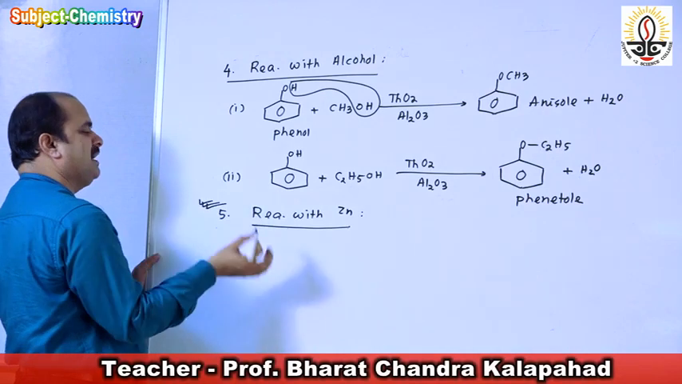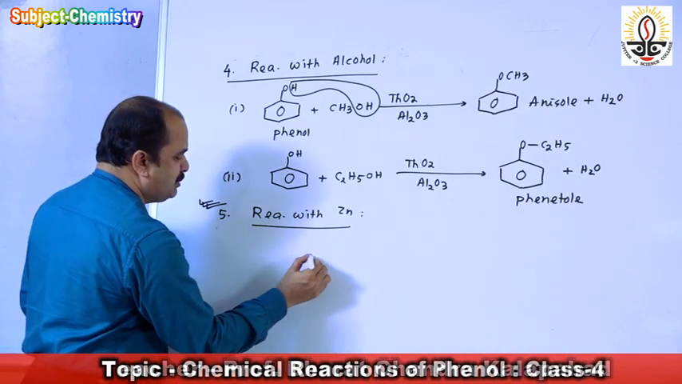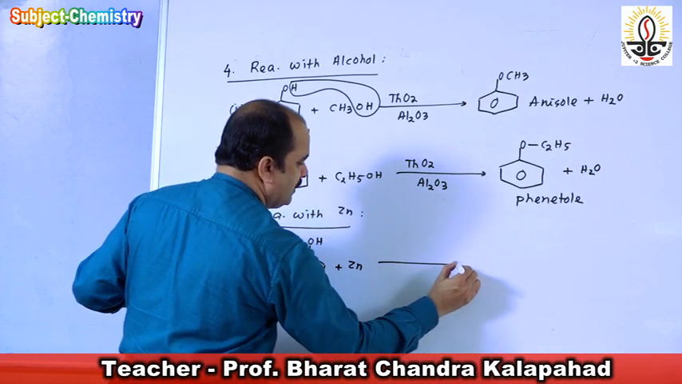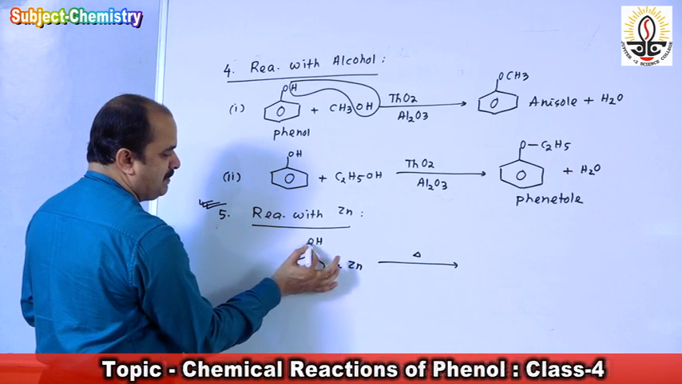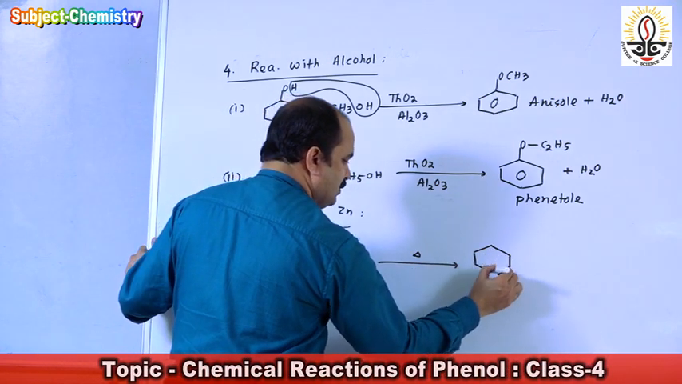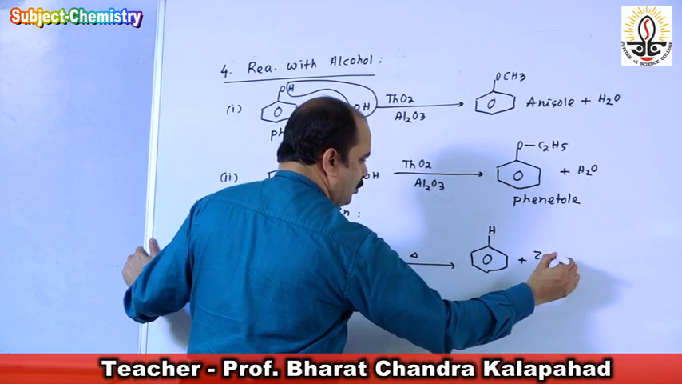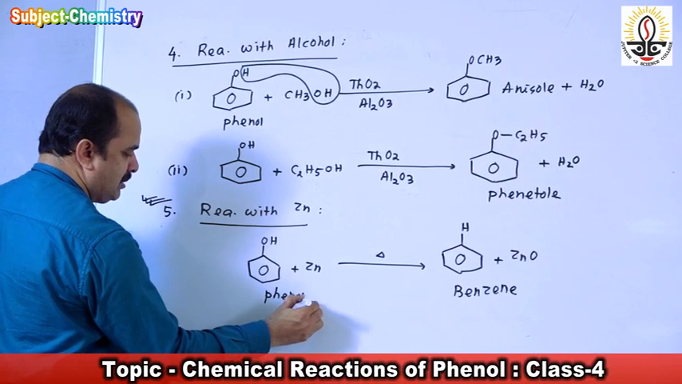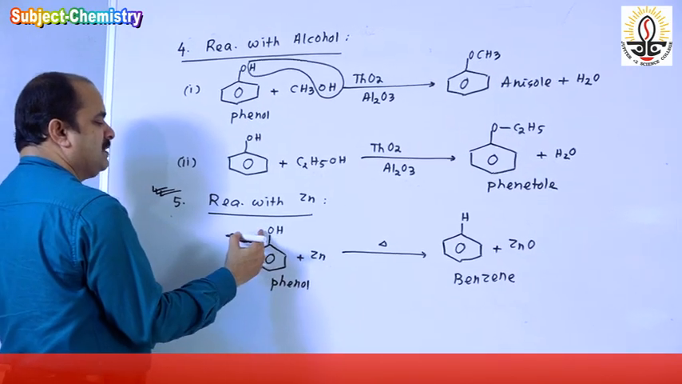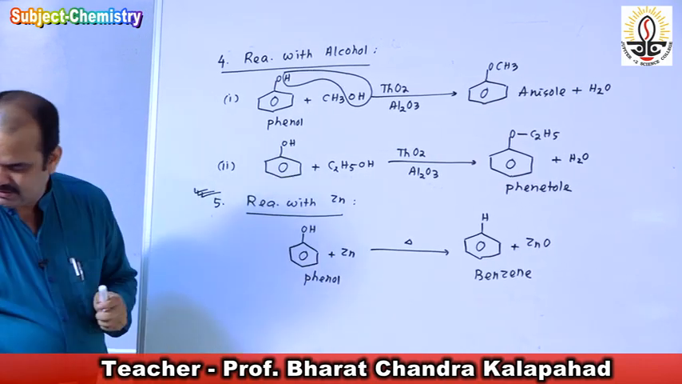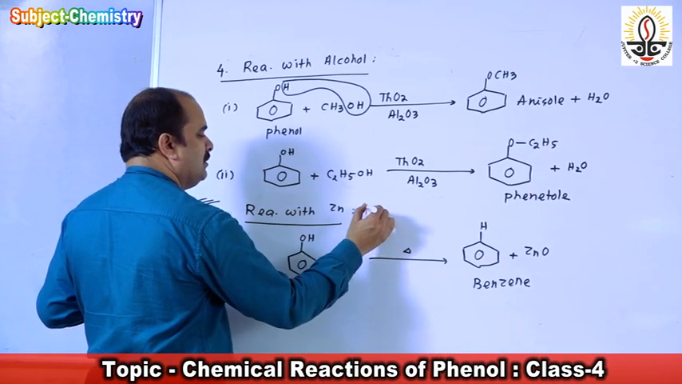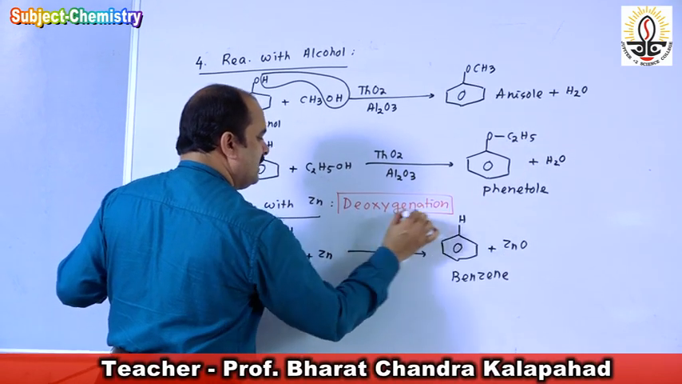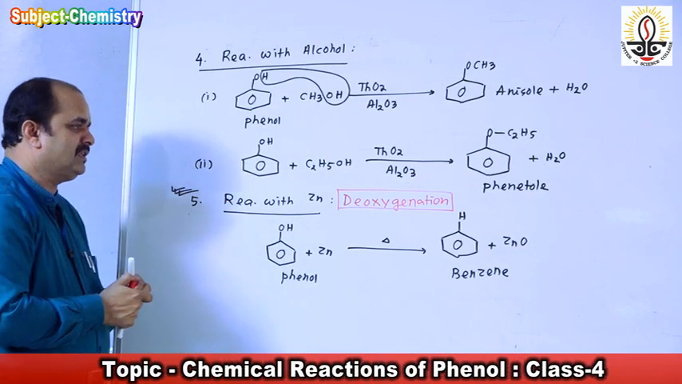Reaction with zinc is very important for council examination. When phenol is heated with zinc dust, ZnO is the byproduct and the final product is benzene. It gives benzene plus ZnO. Removal of oxygen takes place from phenol, so the method is known as deoxygenation. Deoxygenation of phenol gives benzene.